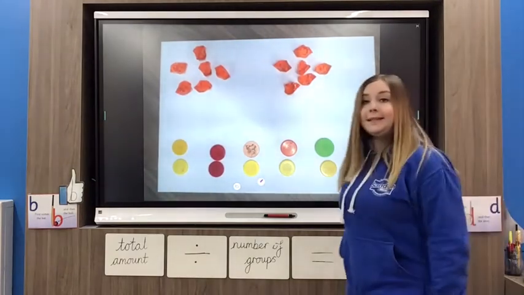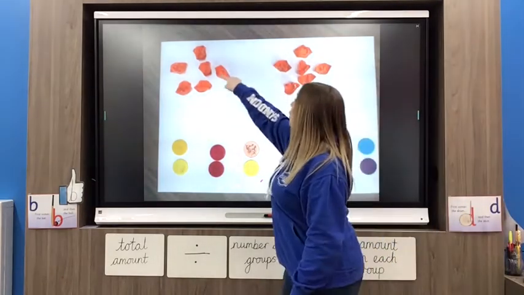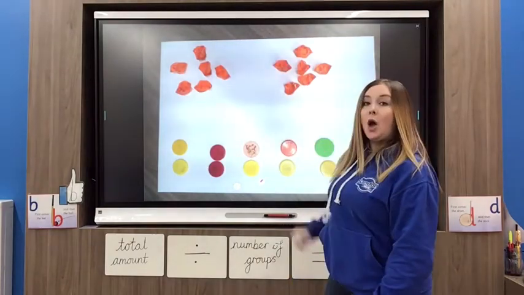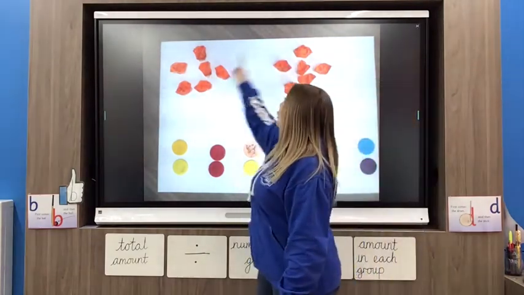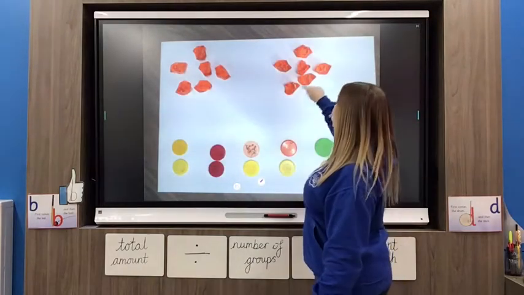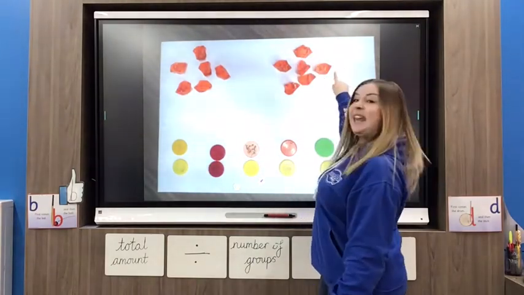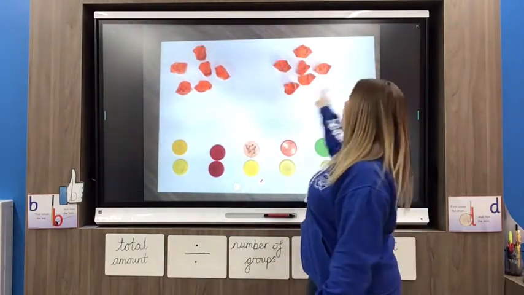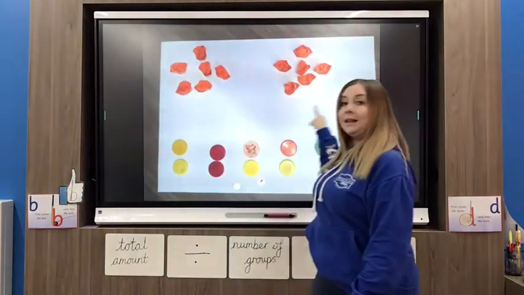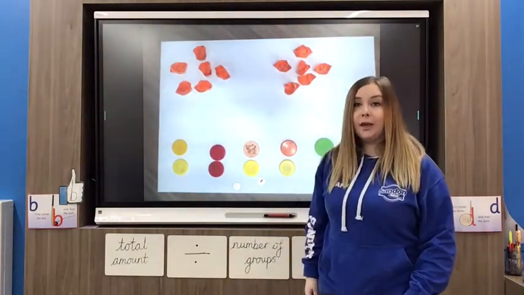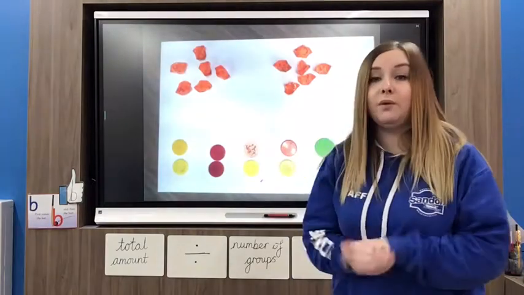Okay, so you can see here that I've got 2 groups of 6. 2 times 6 equals 12. That's how many we've got all together. Okay, so I've still got the answer of 12.